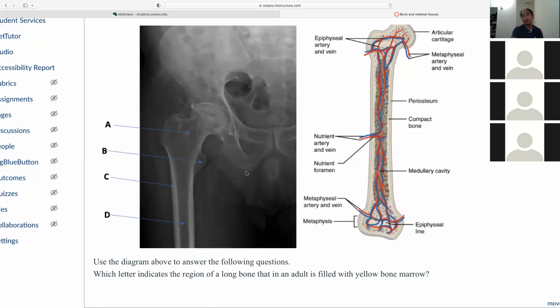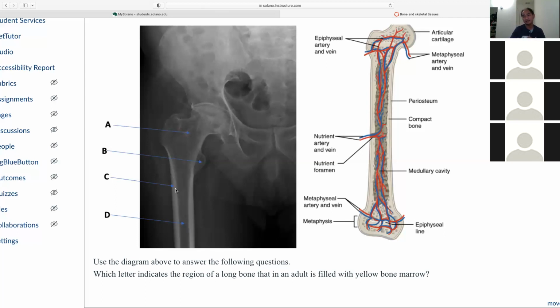Now let's solve the problem here. The question is, use the diagram above to answer the following question. Which letter indicates the region of the long bone that in adults is filled with the yellow bone marrow? Where do we have our bone marrow? In the middle of our bones. In the middle, okay. Somebody answered D. Yes, correct answer, D, because this is the medullary canal.